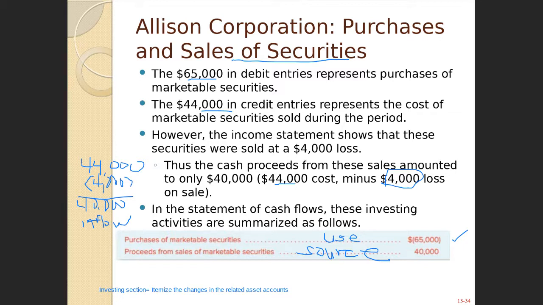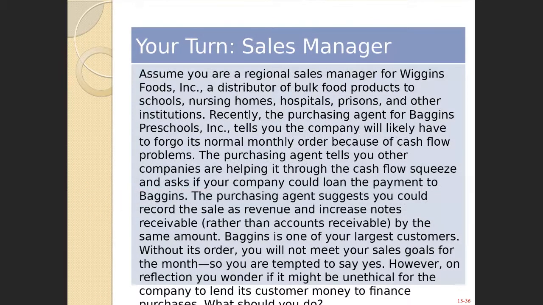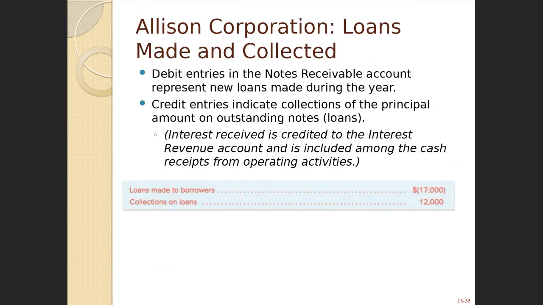Okay, let's look at the next asset account that changed. We also know that the notes receivable changed. When I say itemized, I mean detail. What were the details behind the changes in the notes receivable account? Again, you really needed the additional information section.